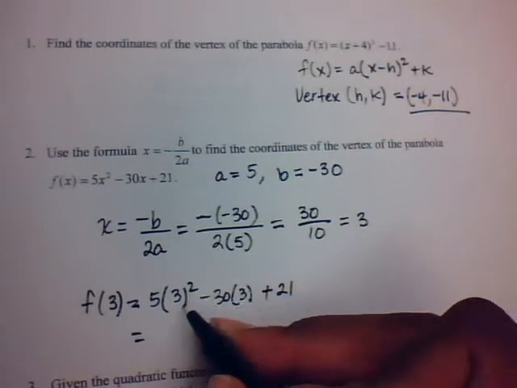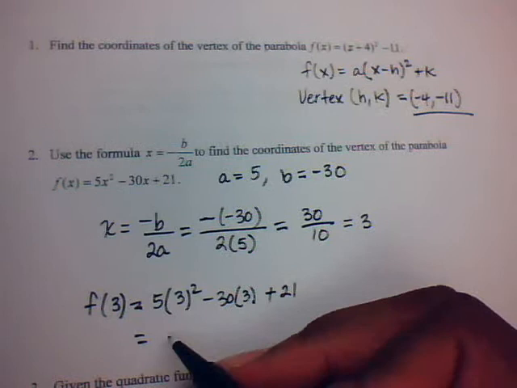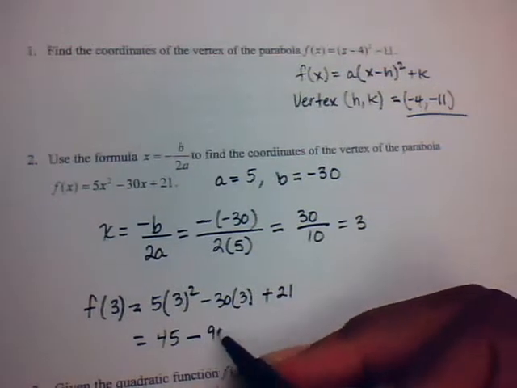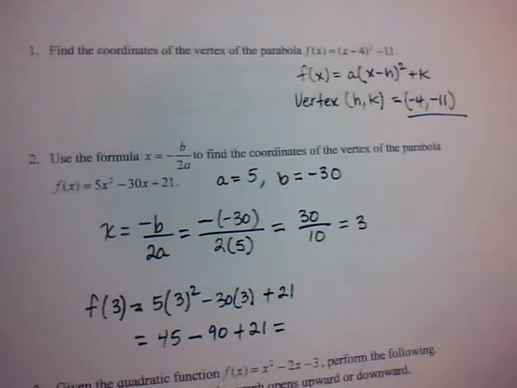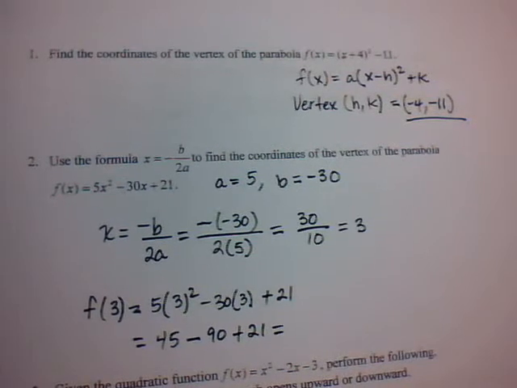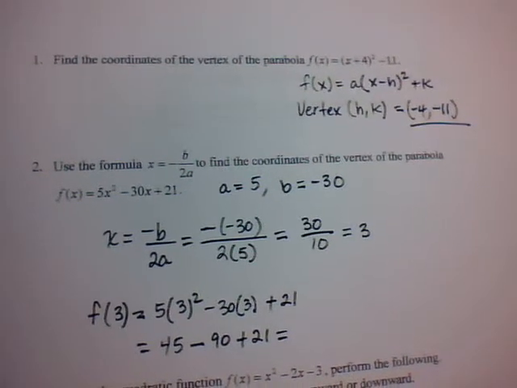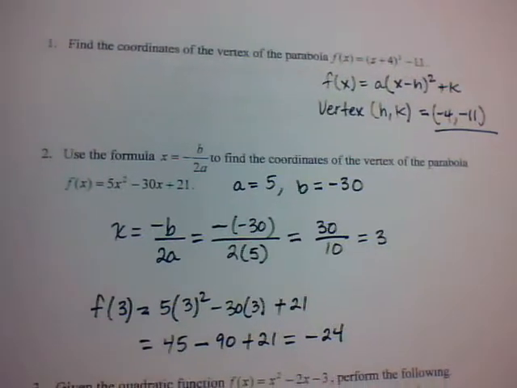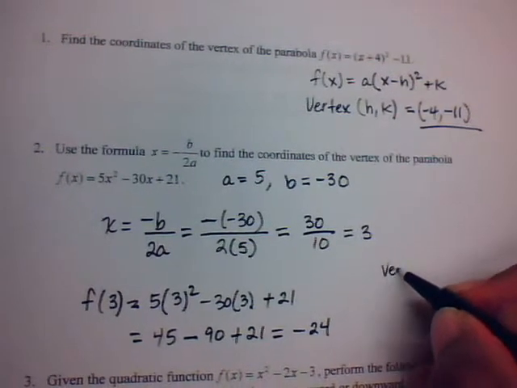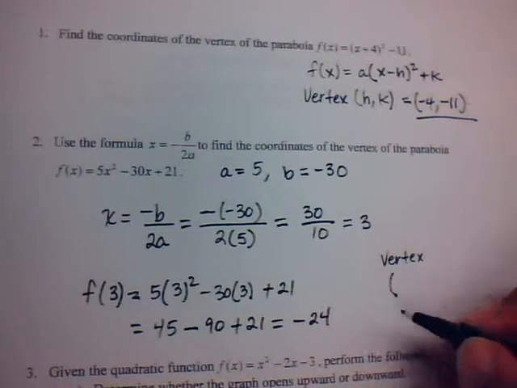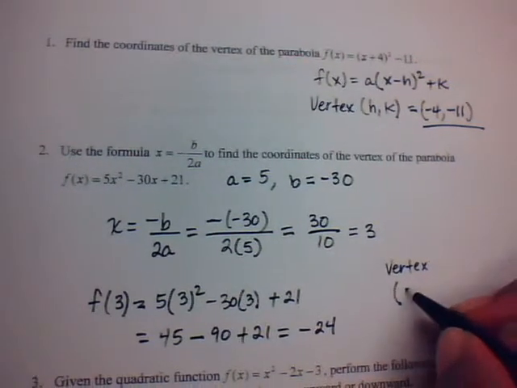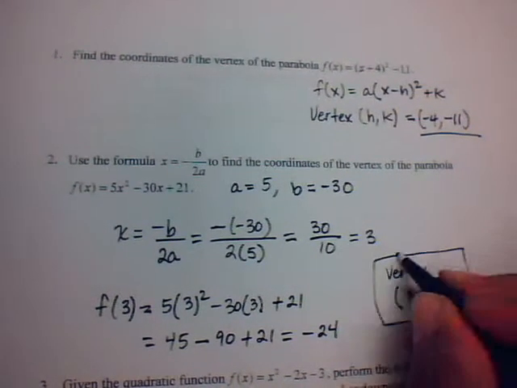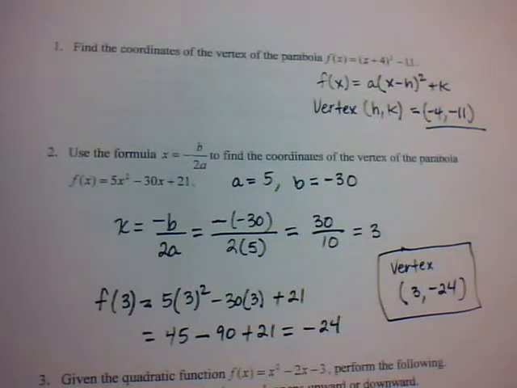In this case, 3 to the second is 9. 9 times this 5 is 45. Minus 30 times 3 is 90 plus 21. Now, if we do 45 minus 90 plus 21, we'll end up with negative 24. That negative 24 represents the y-coordinate of the vertex. So here, the vertex for this particular parabola will be (3, negative 24). So that represents the vertex of this particular parabola.